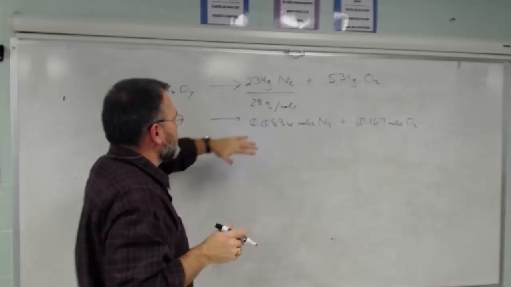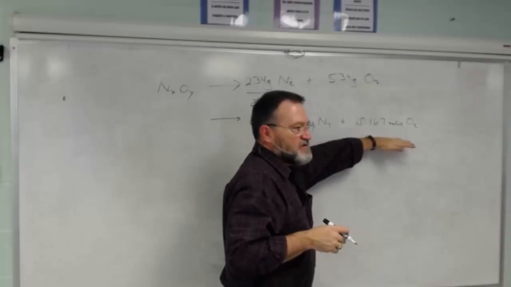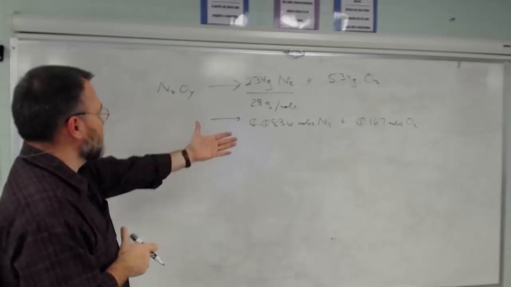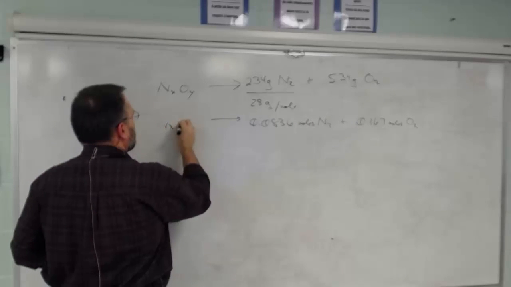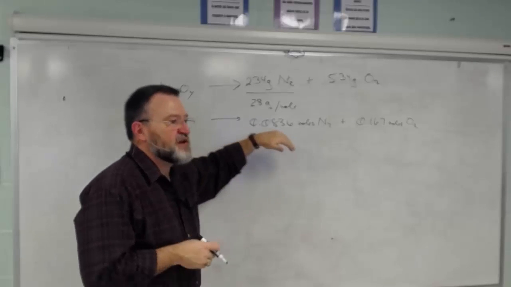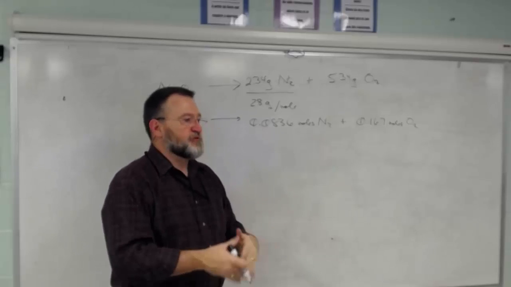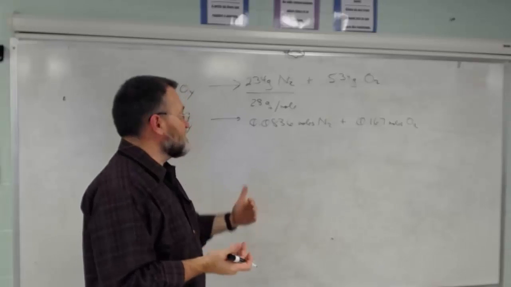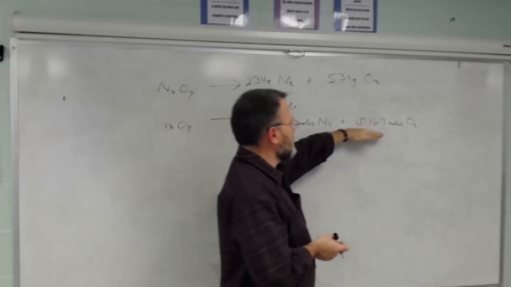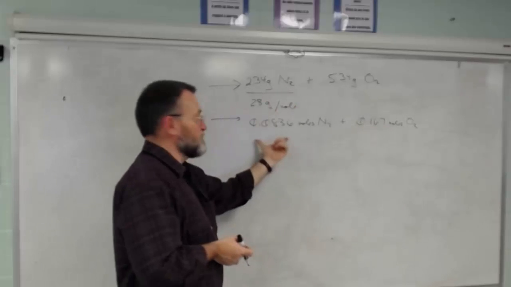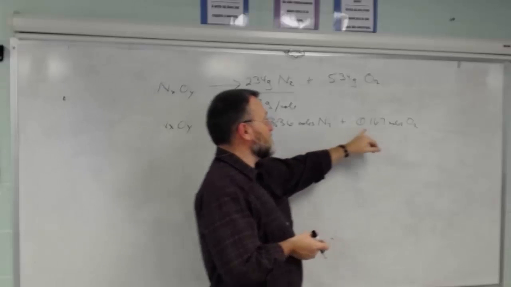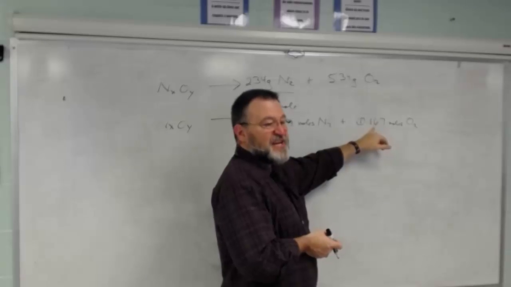Now, this is where if you don't understand the process, you start wigging out. Wait a minute. 0.0836 and 0.167. We're trying to figure out a molecular formula for all of that. How could I possibly simplify those two things? Well, since we're only trying to find a relationship, not the actual number, the technique is to look for which of these two is smaller. 0.0836 or 0.167, which is smaller? The first one, right? This is a little bit more than 8 hundredths, this is a little bit more than 16 hundredths.